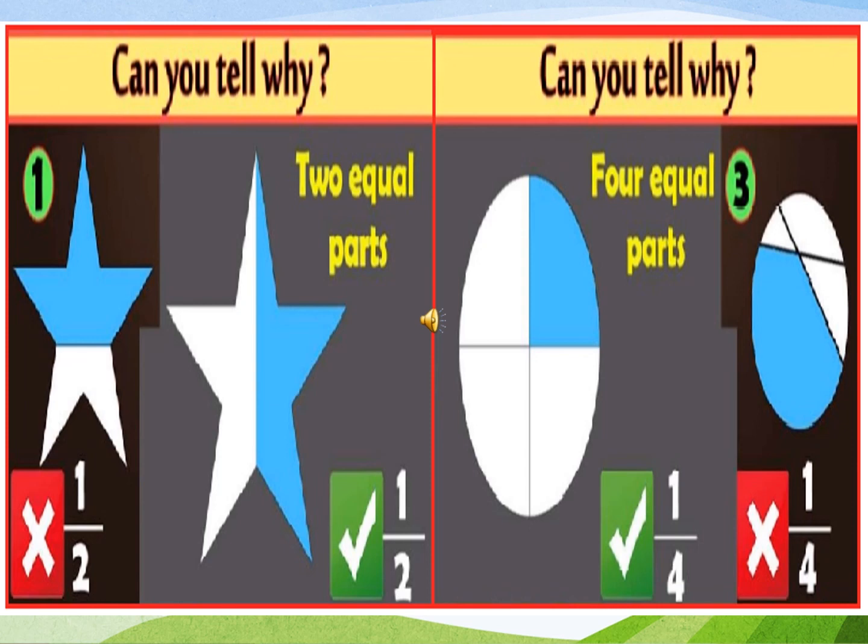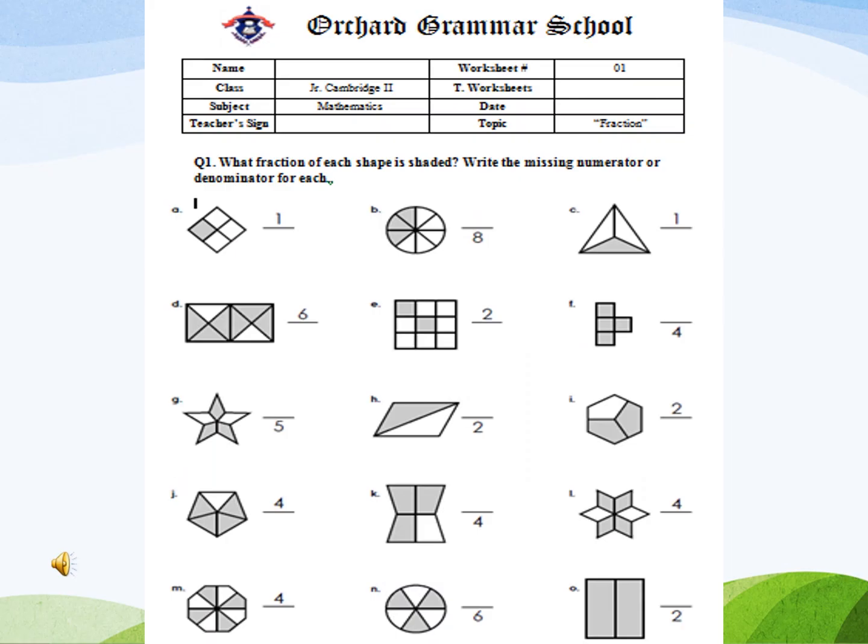Now students, let's have some activity. Look at the pictures carefully. What fraction of each shape is shaded? Write the missing numerators or denominators for each. Now, these are the answers for the previous worksheet. Now you can match the answers and find the correct one.